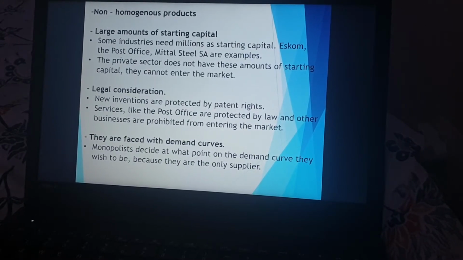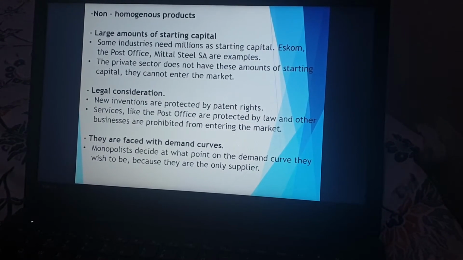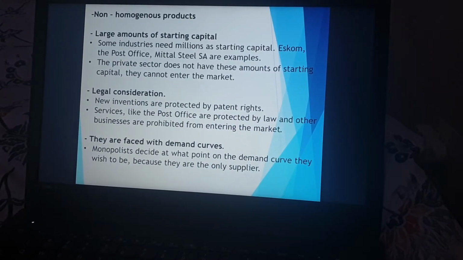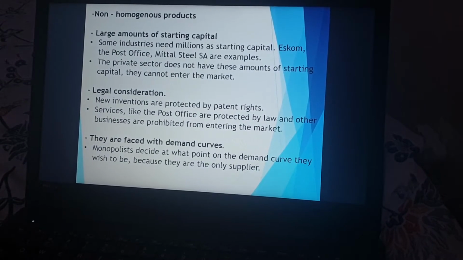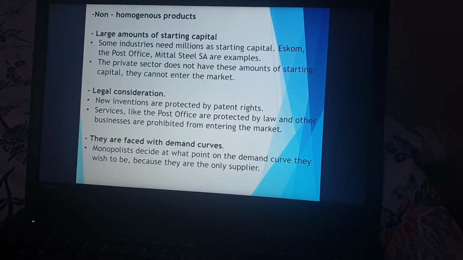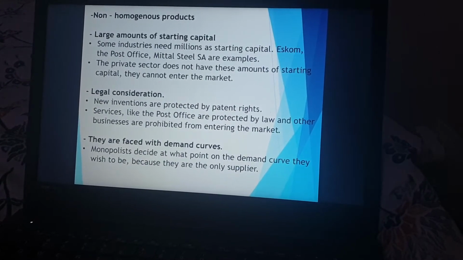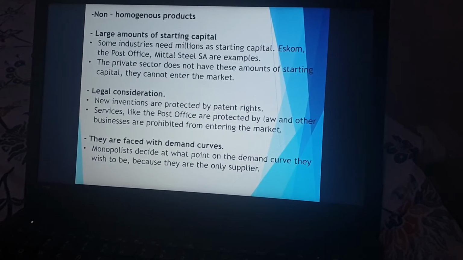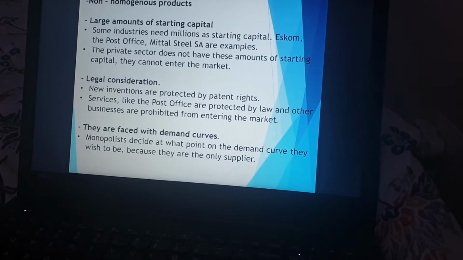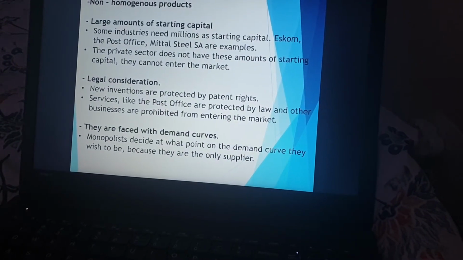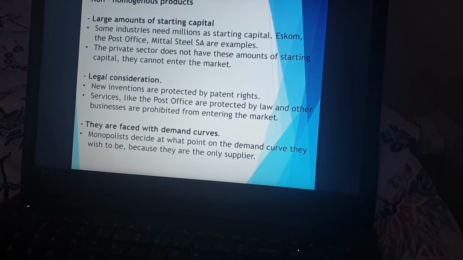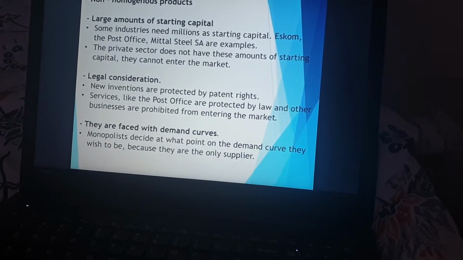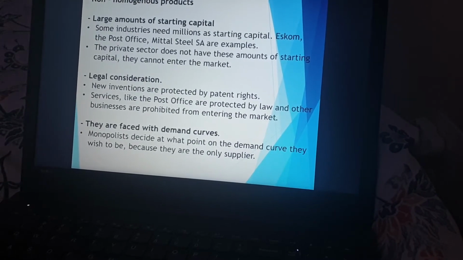Services like the post office are protected by law, and other businesses are prohibited from entering the market. Prohibited means not allowed. They are faced with demand curves. Monopolists decide at what point on the demand curve they wish to be, because they are the only supplier.